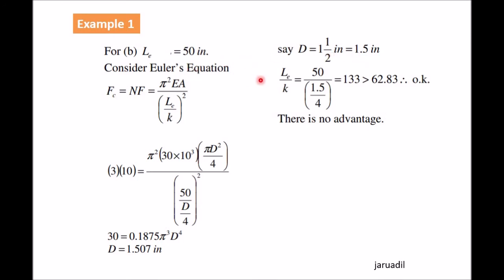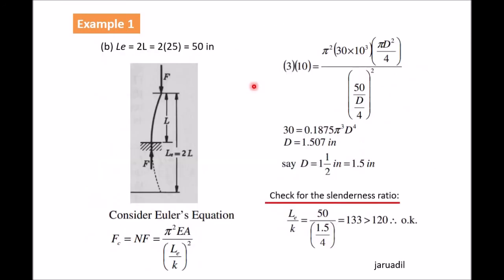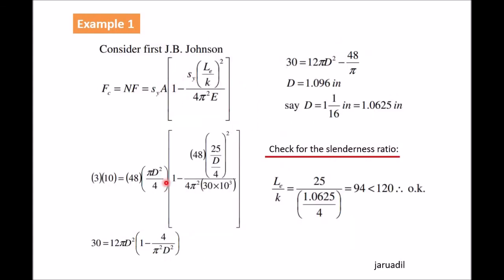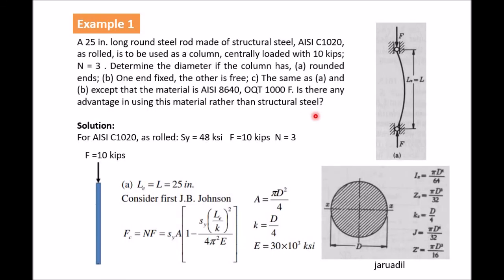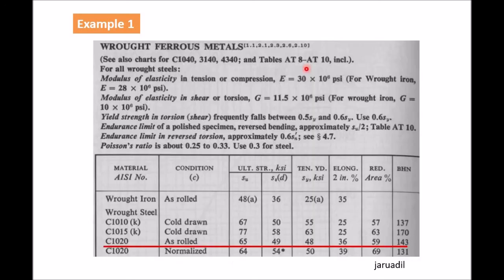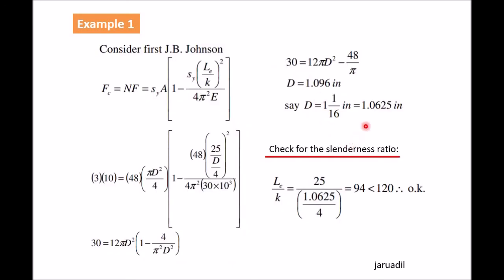Right? So, kung makikita nyo dito, pag kinompare natin yung una nating na-solve for A, yung mga na-solve nating value, ang sabi kasi dito, is there any advantage in using this material rather than structural steel? So yung structural steel na sinasabi, ito yung AISI C1020. Okay. So, kukumpare natin, ano nakuha natin dito sa A? Rounded ends. So, we have computed here 1.0625. So, ito yung structural steel.